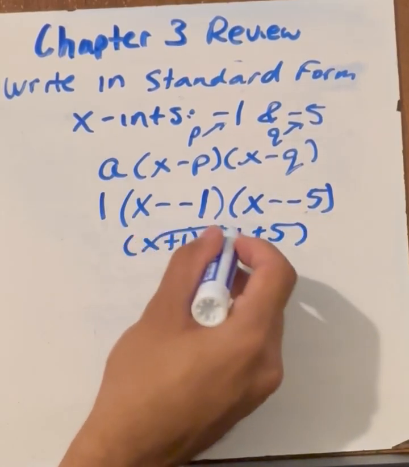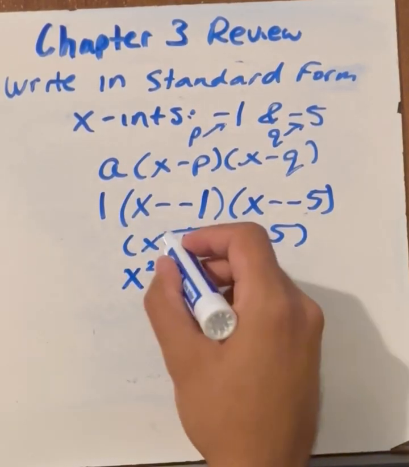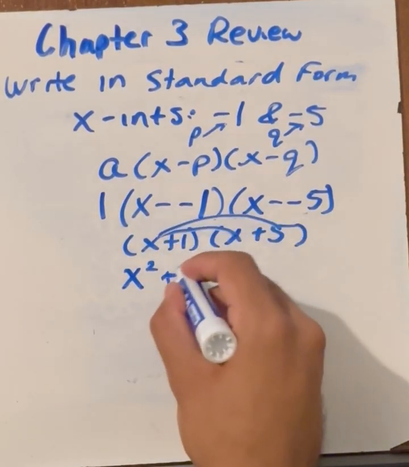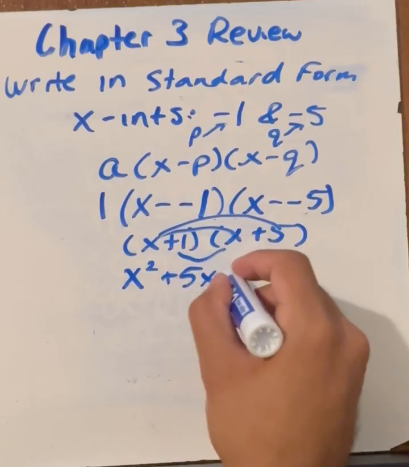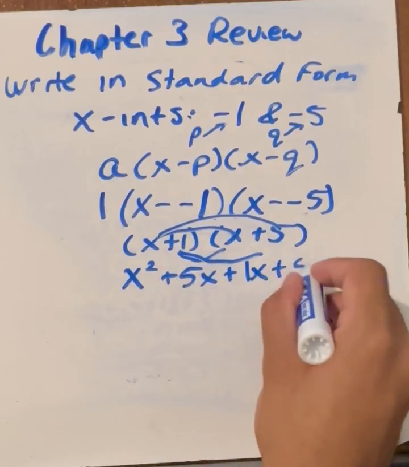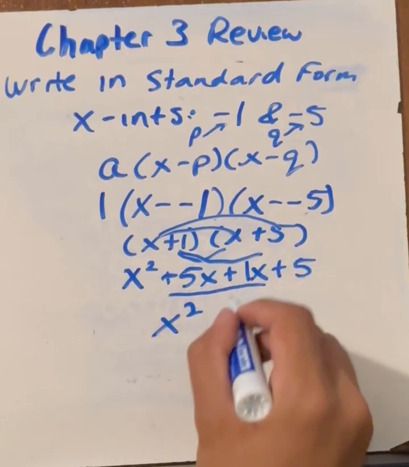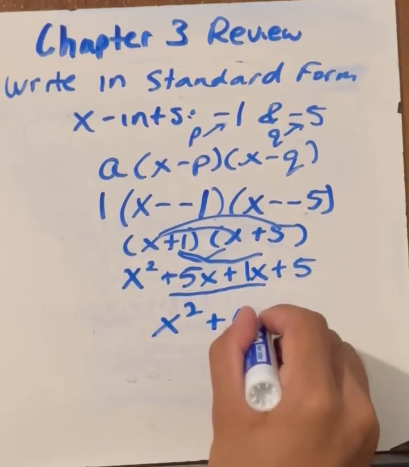Okay, so then FOILing this out, we get x times x, which is x squared. X times 5, which is plus 5x. 1 times x, which is plus 1x. And then 1 times 5, which is 5. Okay, so our function should say x squared. We can combine these two as 6x plus 5.